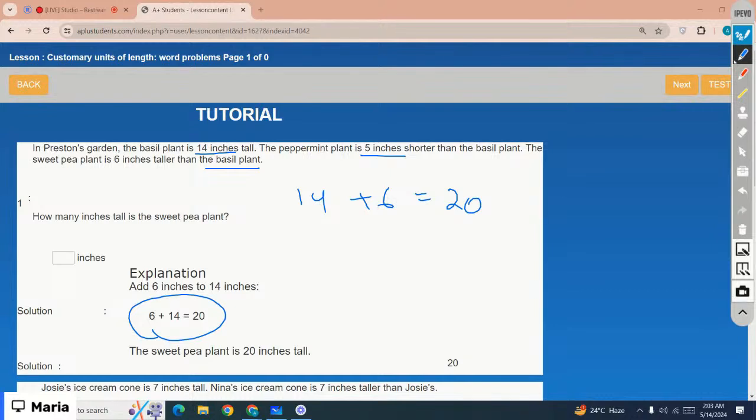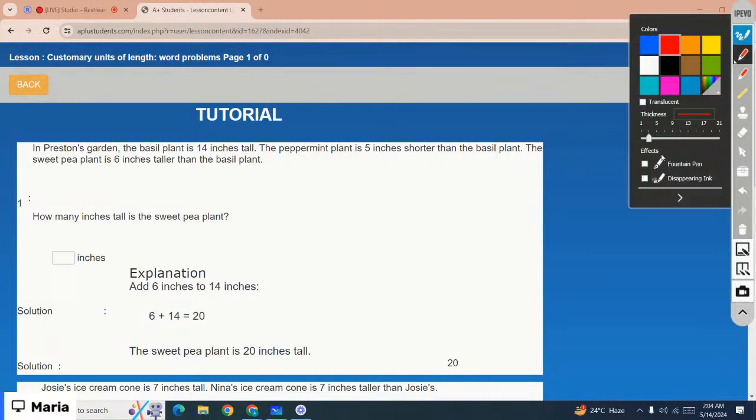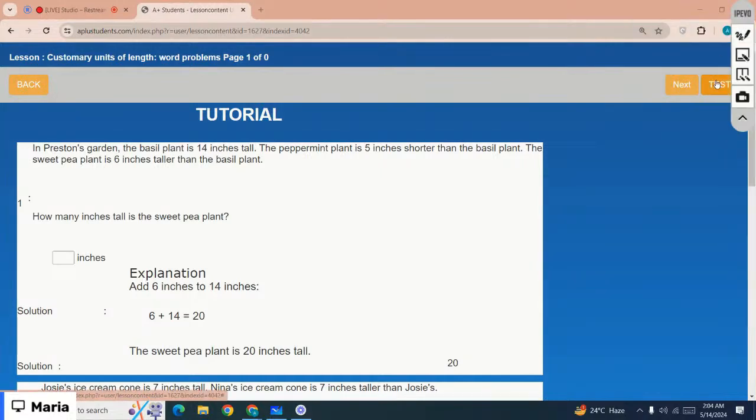Okay, let's just start with the test questions. So basically you just have to read the question carefully and you can find the answer, right? Let's just start with the test questions.